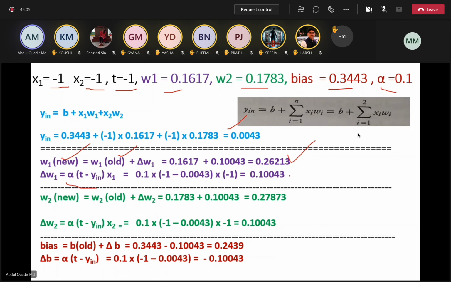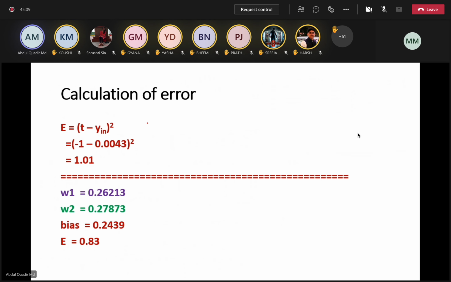And when I plug in the values, I get this value. The same thing I'm doing for the other part. So I get, and the error I get as 1.01. So W1, W2, W3 and the error.